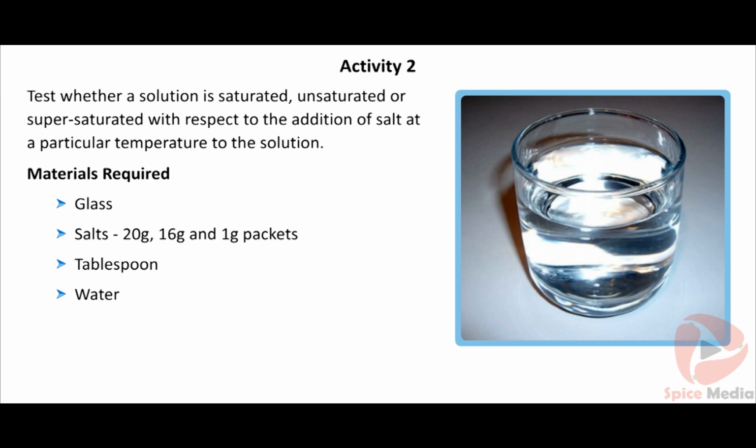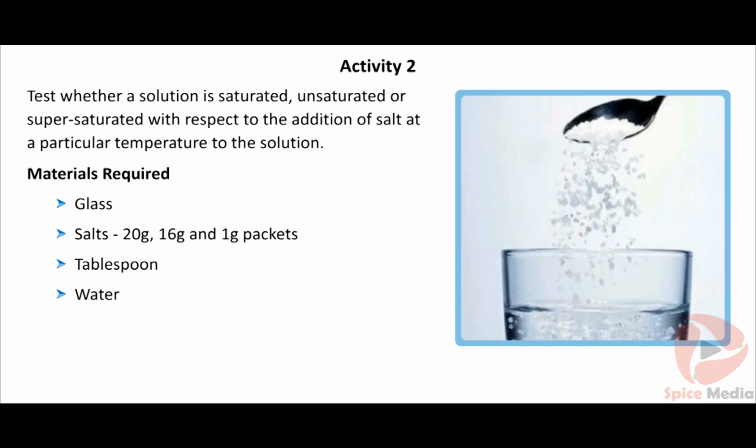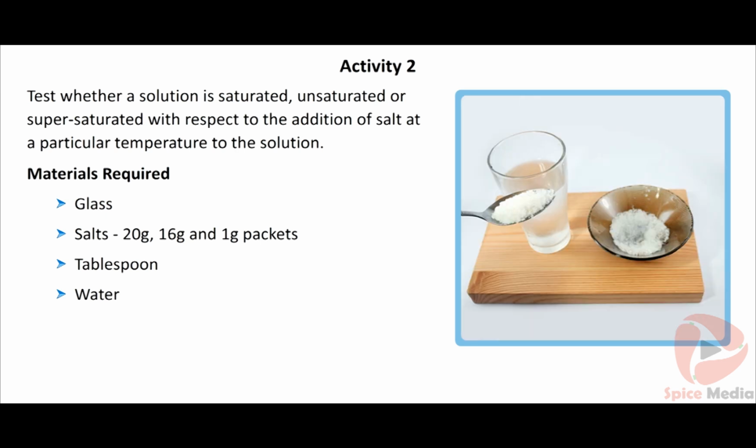Procedure: take a glass containing 100 ml of water, weigh 20 grams, 16 grams, and 1 gram of salt and make 3 packets. Add the salt of weight 20 grams to the glass. Stir it with a tablespoon. Record your observation. Add the salt of weight 16 grams to the same glass. Stir it with a tablespoon. Record your observation. Repeat the same with the third packet and record your observation.